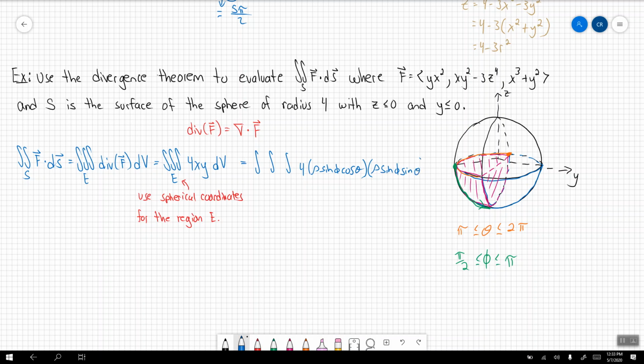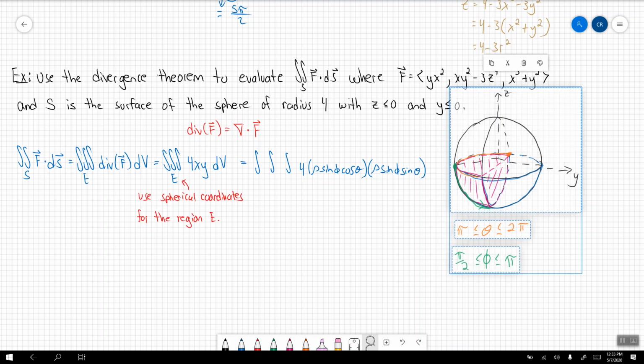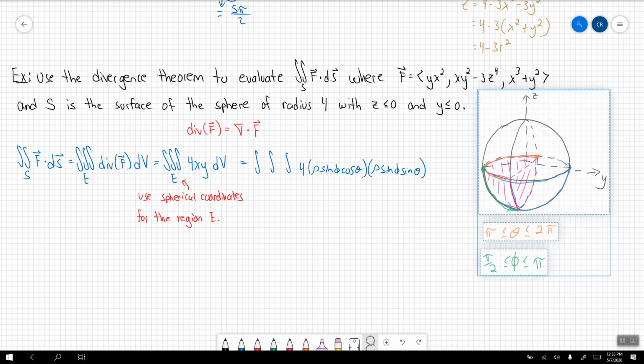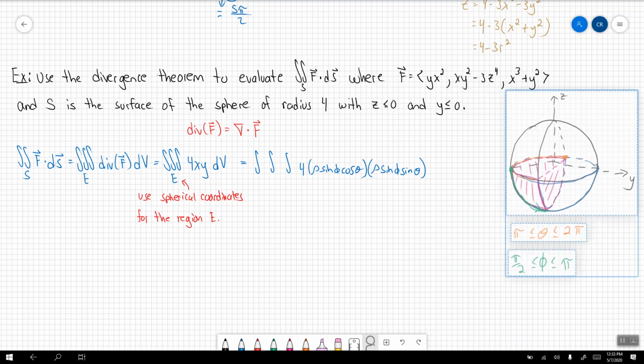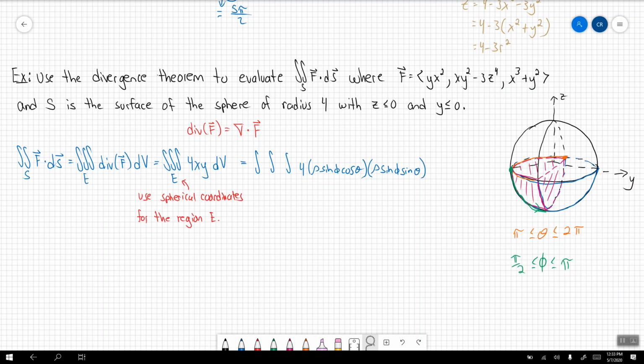Sine of theta. There we are. And then we need our Jacobian. The Jacobian in this particular case is going to be rho squared times sine of phi. Now, before I do that Jacobian, I'm actually going to move this piece here. Let's move you over here, that way we get more room. There we are. Perfect.